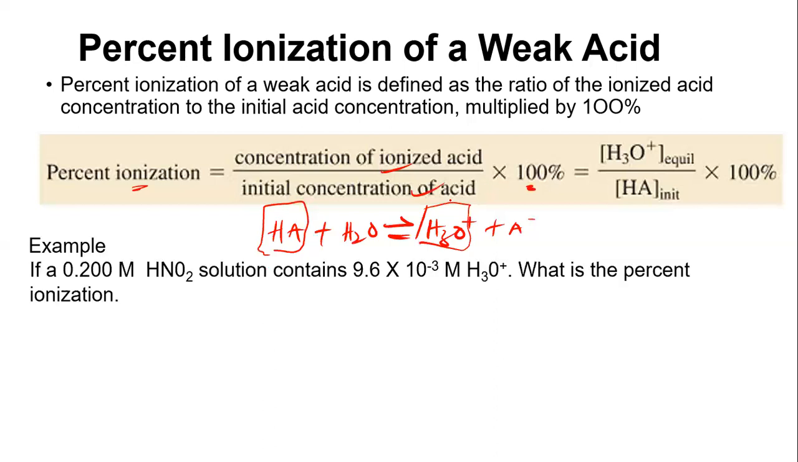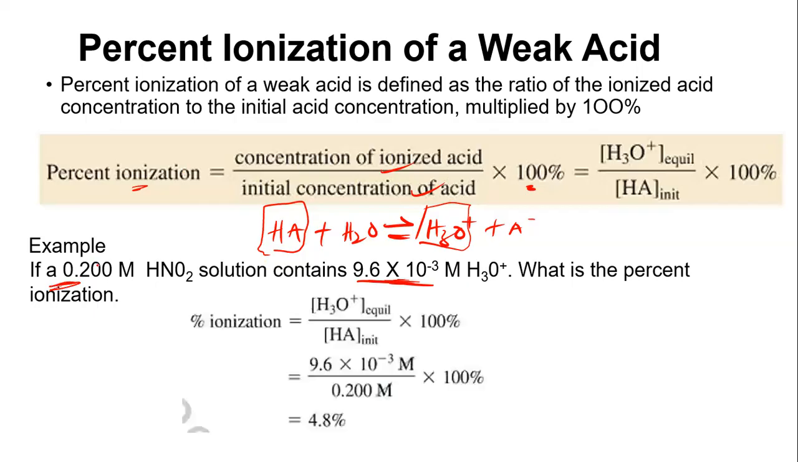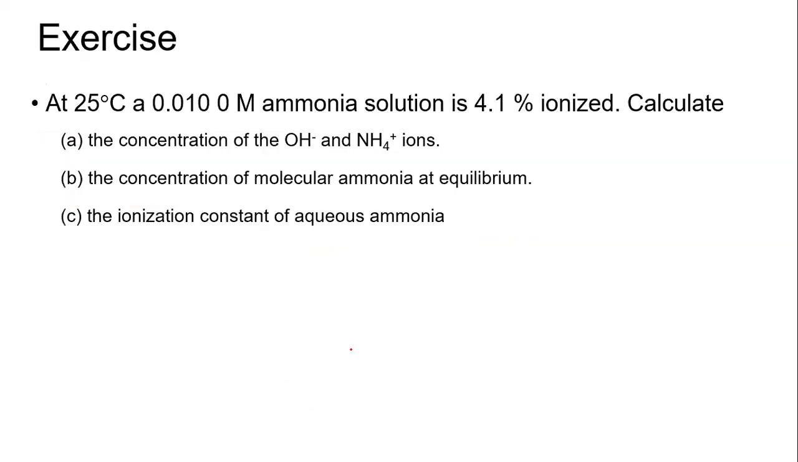It says that if a 0.2 molar nitrous acid solution contains 9.6 times 10 raised to the power negative 3 molar H3O plus, what's the percentage ionization? So very simple. Now this is the H plus ions in solution, and this is the initial amount of the acid. So the solution will be the concentration of the ions all over the initial concentration of the acid multiplied by 100. Very simple. Then you get 4.8.